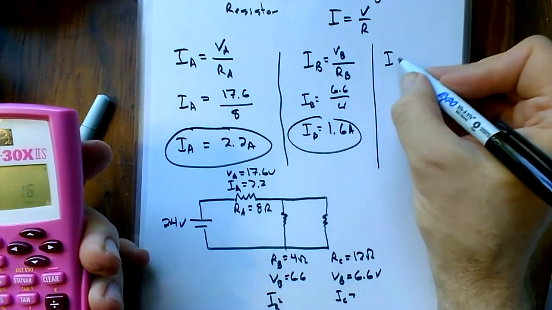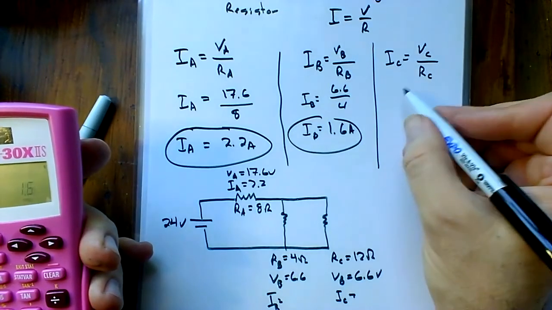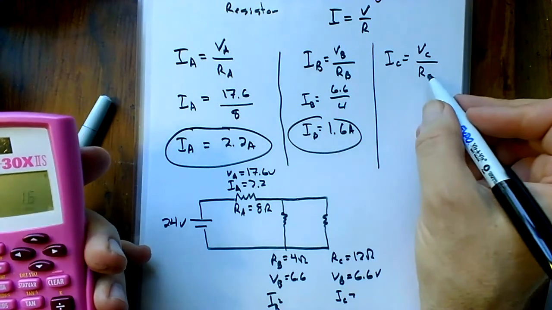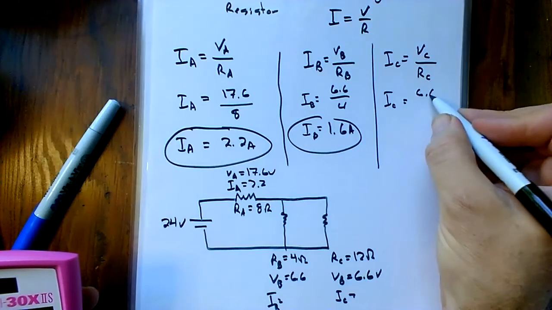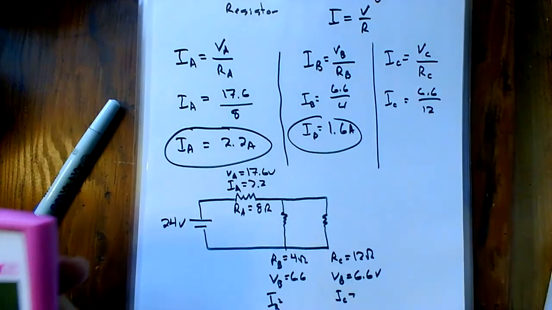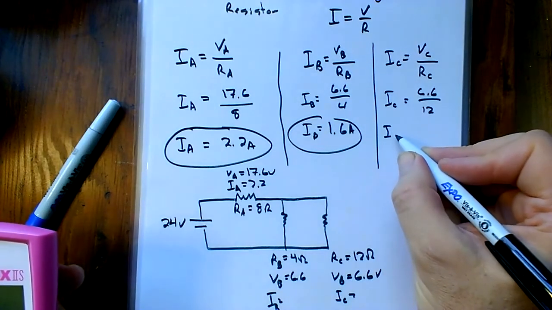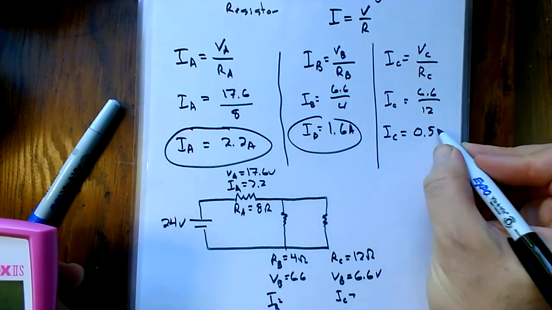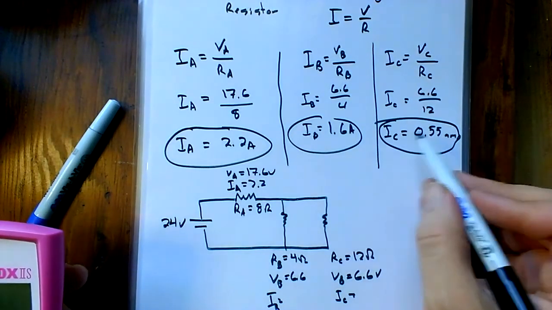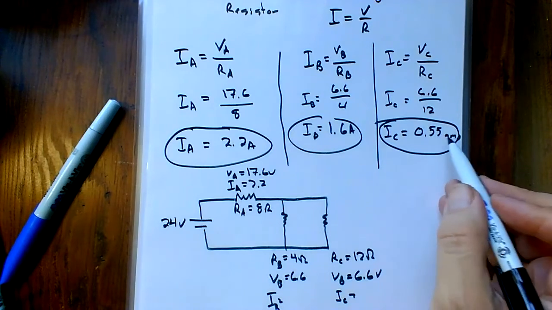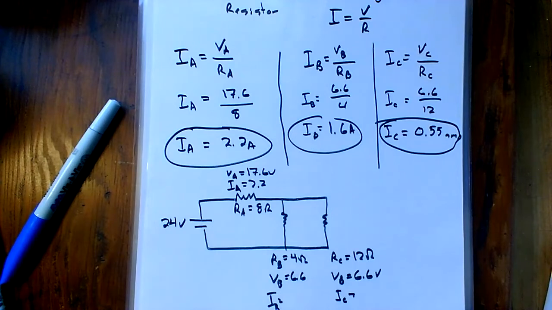And last but not least, we've got our voltage drop in C divided by the resistance in C. So that's going to be that 6.6 volts divided by my 12 ohms. And here you might end up needing to do a little bit of rounding. This shows up as 0.55 amps. And yeah, that would probably work. Depending on what the tolerances of the system are, you could probably enter that in as 0.55 or 0.6.